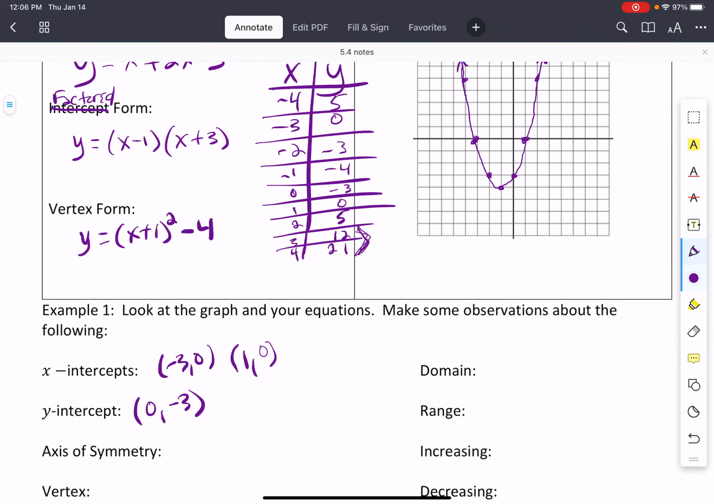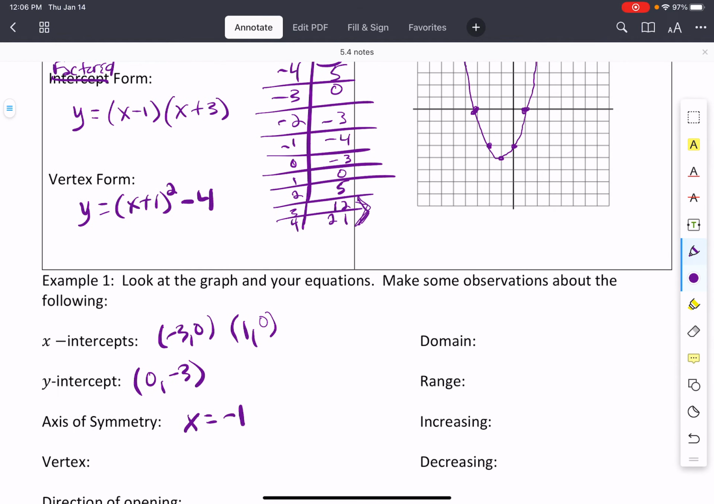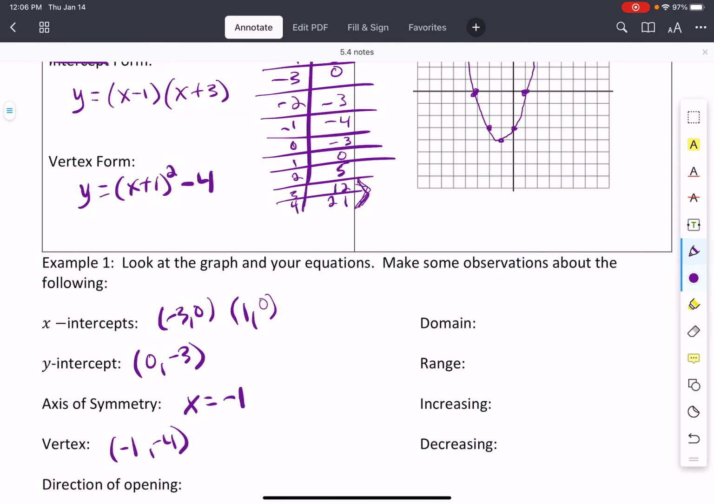Anybody remember how to do axis of symmetry from last time? X equals what? -2. Does everybody agree with -2? -1. Yeah, -1. That's all right. Okay. What about the vertex? I want someone new. Raise your hand and tell me what the vertex is. It is -1, -4.